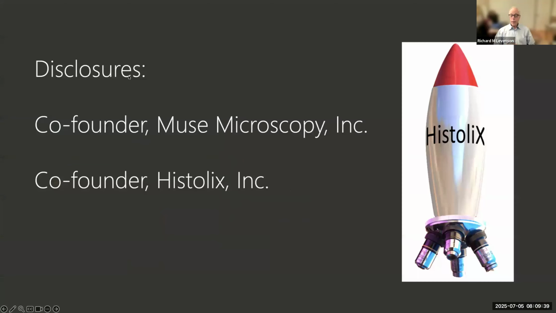Okay, so I do have disclosures. As you already heard, we founded a couple of companies out of my lab here at Davis. And as I'll show you at the end, Muse microscopy has developed from just being an exciting startup to actually being implemented in the real world, which is very, very intriguing.